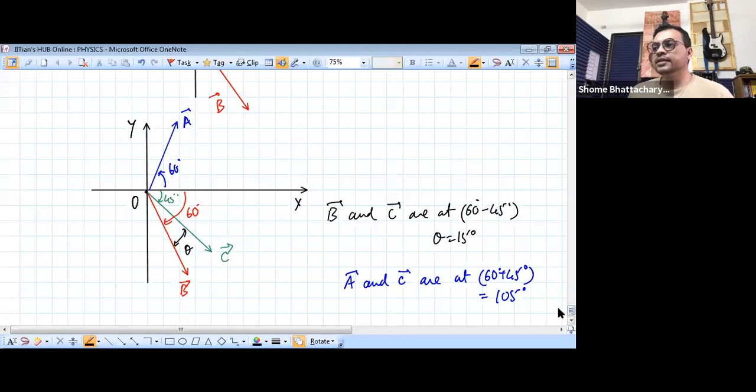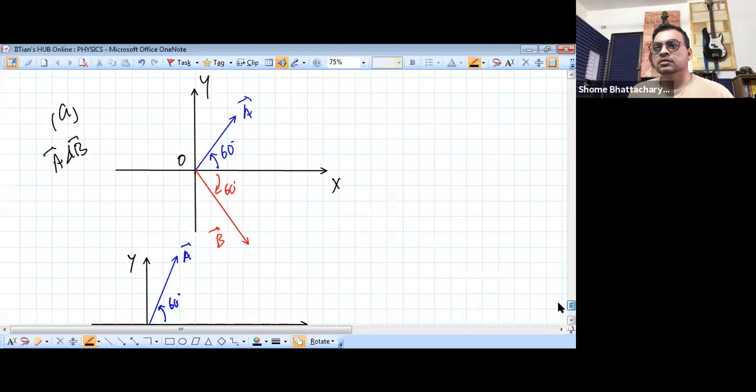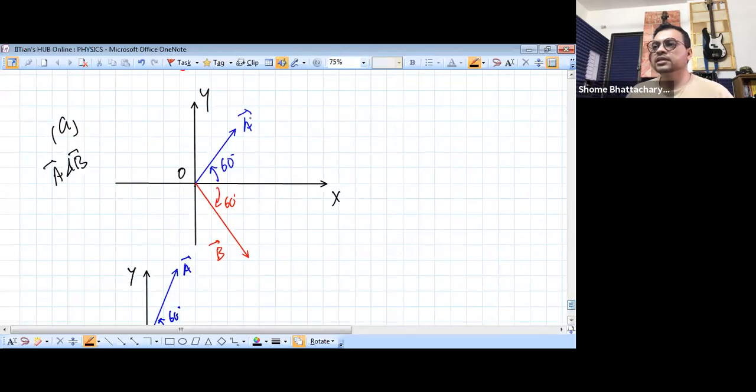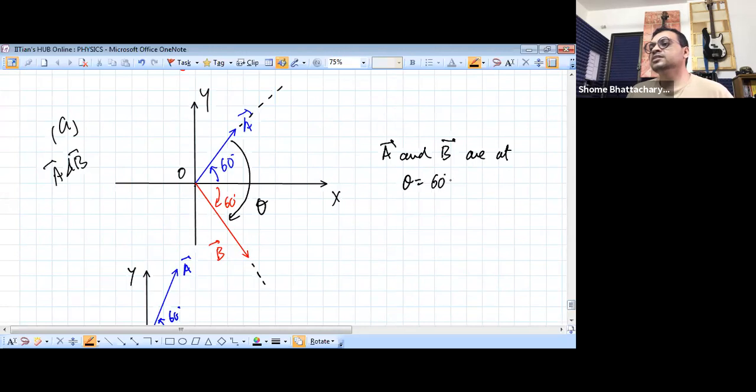Between A and B, what is the angle? Yeah. Between A and B, this is the angle. Ye A ka direction hai dekho. Ye B ka direction hai. So this total angle, this becomes the angle between them. So A and B are at theta equal to 60 plus 60 or theta equal to 120 degrees with respect to each other.